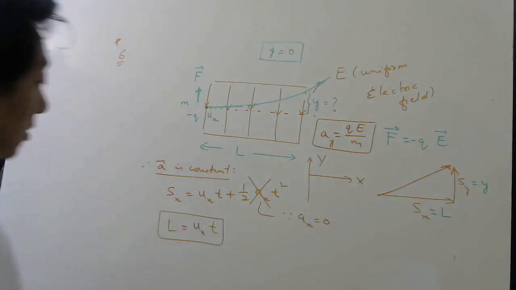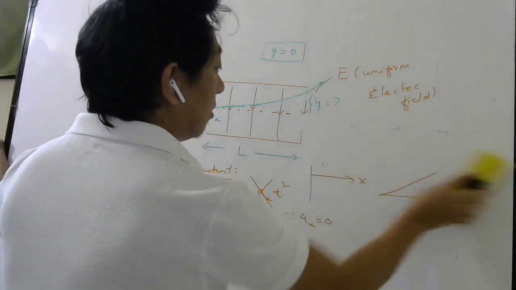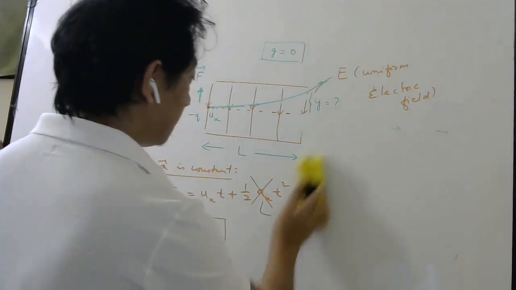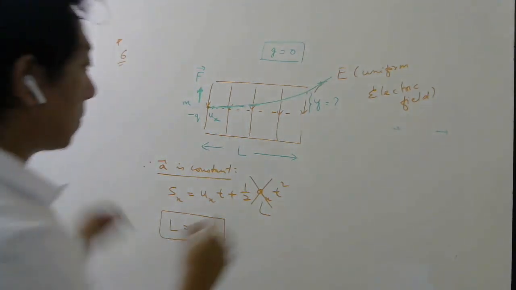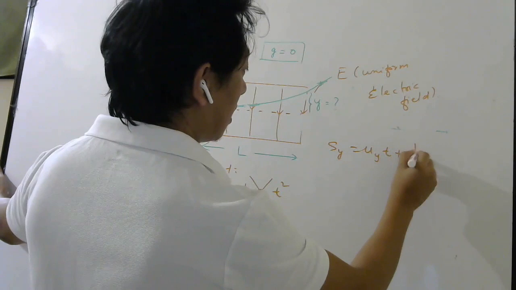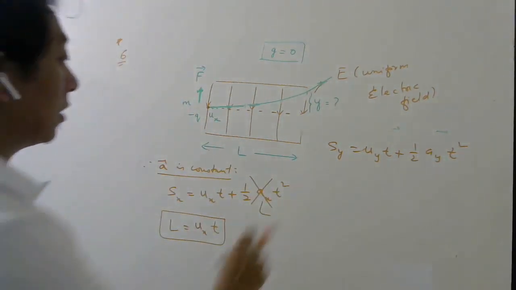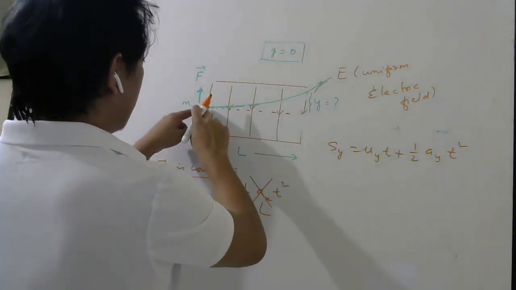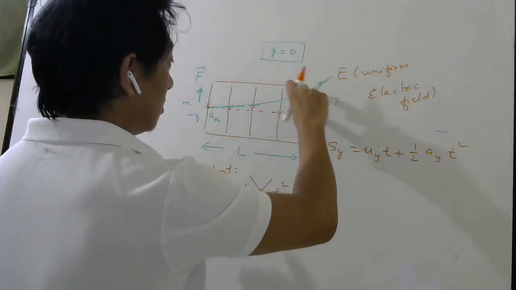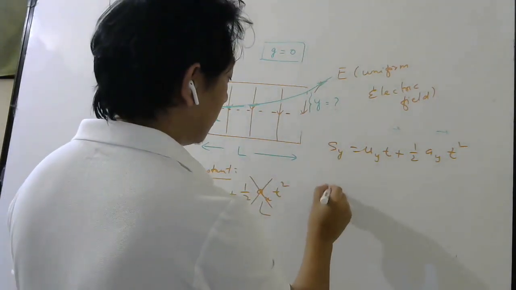Now let us use the same equation for the y-axis. So along the y-axis, sy is Uy t plus half ay t square. Now Sy is the y component of displacement from here to here, which they are asking. So this is your y.